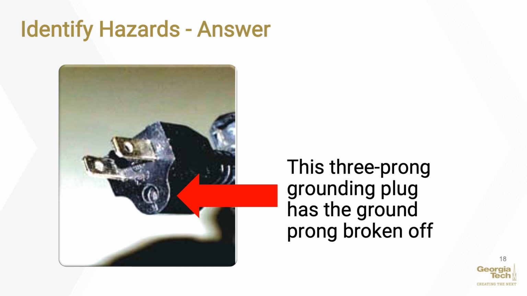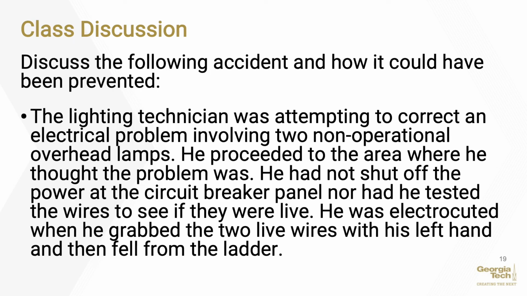of shock or electrocution. Discuss the following accident and how it could have been prevented. The lighting technician was attempting to correct an electrical problem involving two non-operational overhead lamps. He proceeded to the area where he thought the problem was. He had not shut off the power at the circuit breaker panel, nor had he tested the wires to see if they were live. He was electrocuted when he grabbed the two live wires with his left hand and then fell from the ladder. How could the accident described have been prevented?